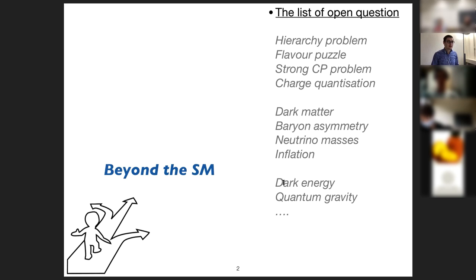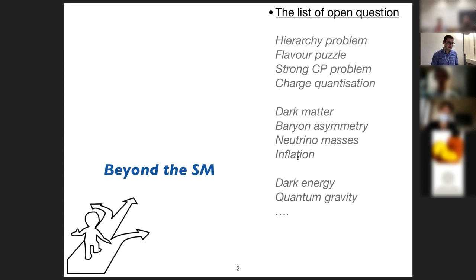So the second class are observational evidence that the standard model is not the entire story. And these come from basically, well, cosmology, modulo neutrino masses, which we also study in the laboratories. So for example, there is dark matter. The standard model doesn't have a candidate particle for it. Then there is matter-antimatter asymmetry, which is too big. The observed number is too big compared to the one expected in the standard model. And of course, neutrino masses.